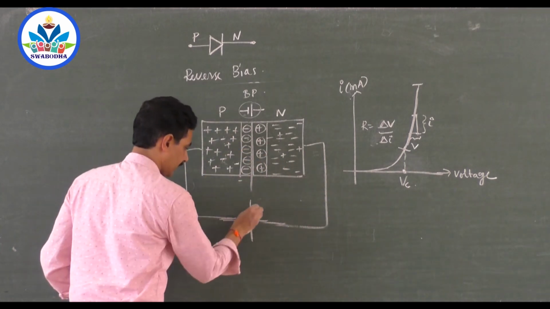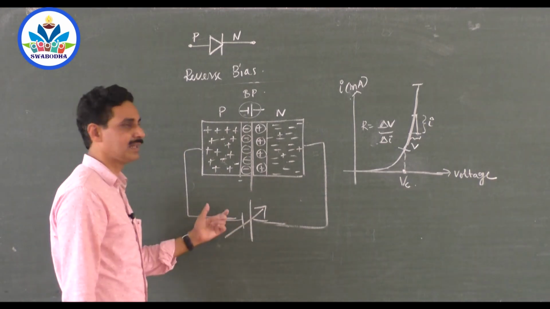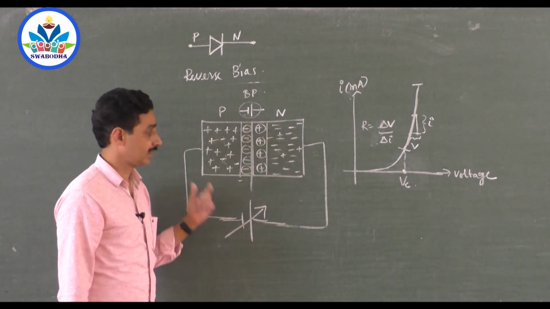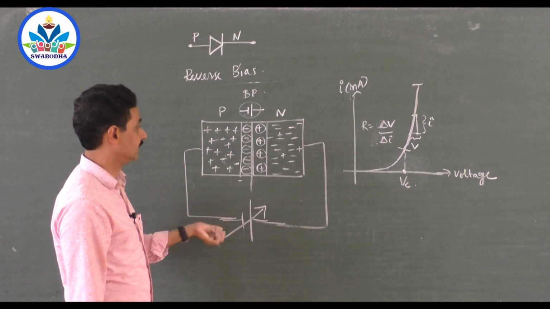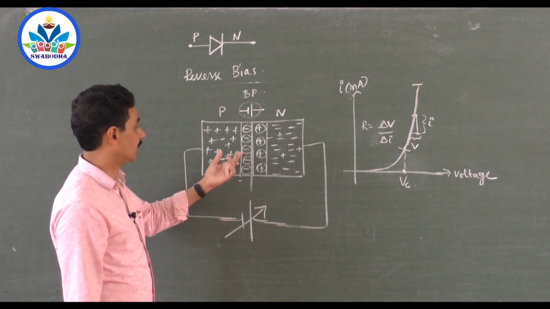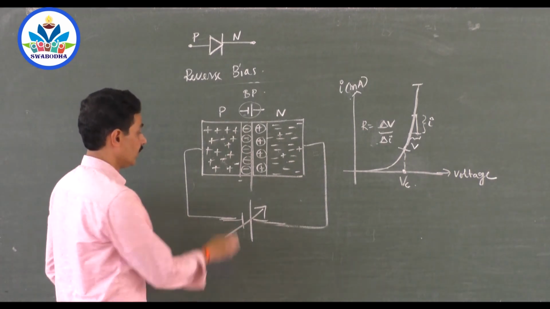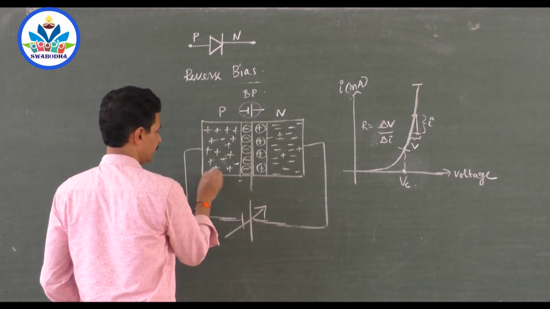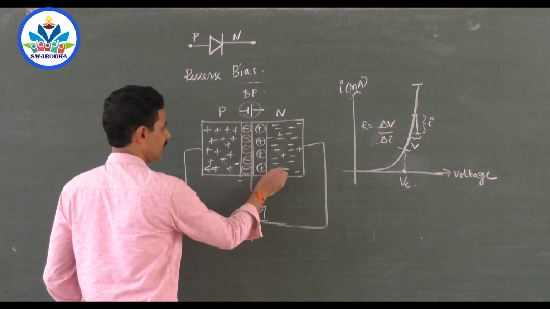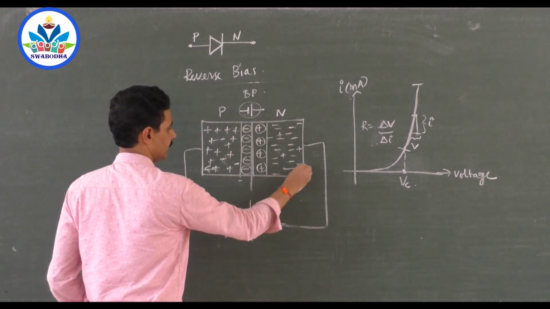So when the reverse bias potential is increased from 0 to a certain value, you will find that the current in the diode is 0. Why? Because holes can't cross the junction. They have been pulled away to this side. Electrons can't cross the junction. They have been pulled away to this side.